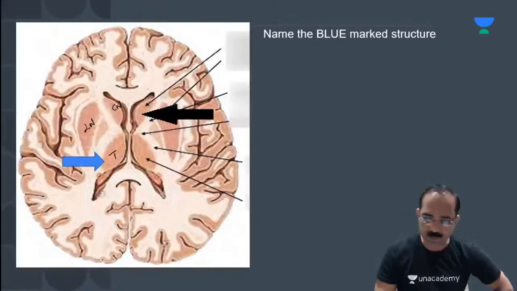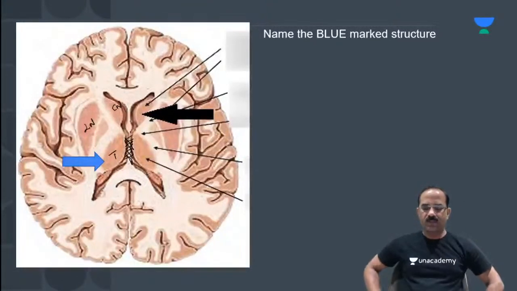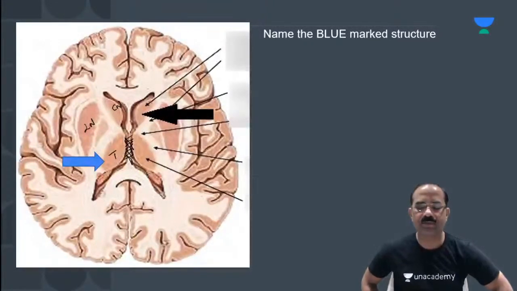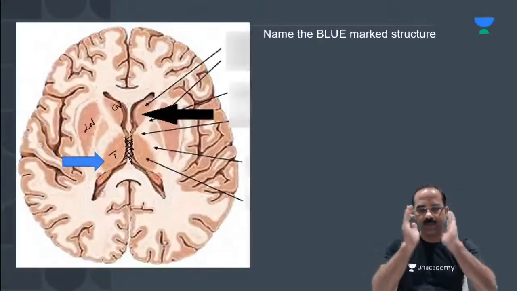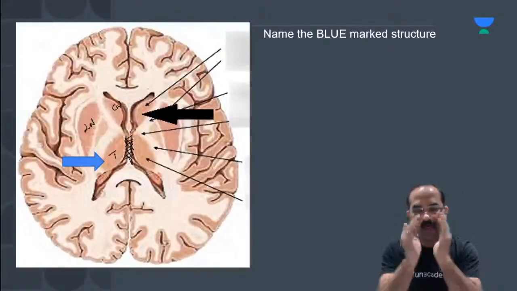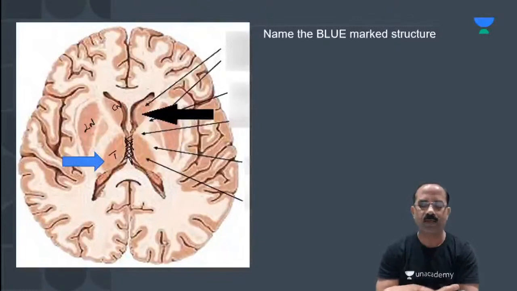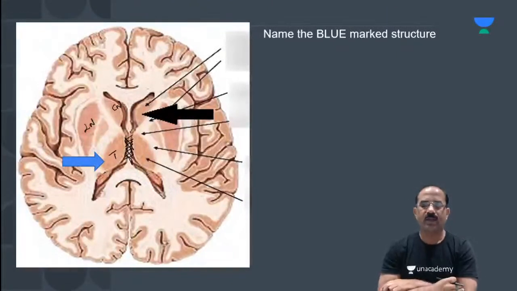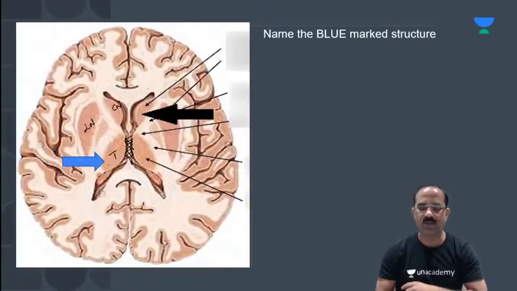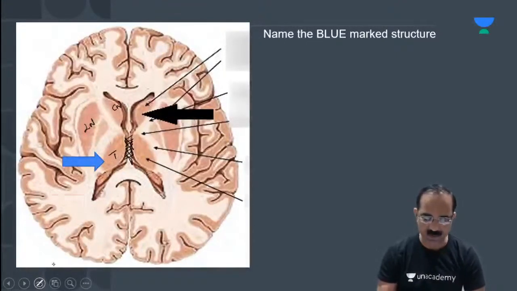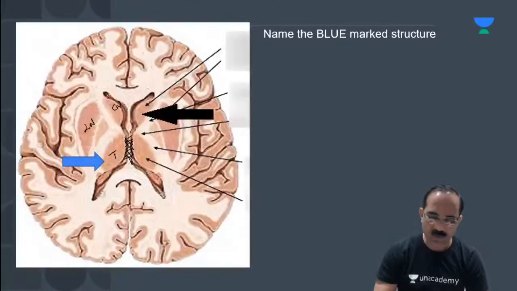Can anyone tell me what this cavity is between the two thalami? The thalamus and hypothalamus enclose a cavity between them. Name of the cavity. What's that? The third ventricle. That is the third ventricle. Yes, very good. You got this right. That's the third ventricle. And what is this cavity?